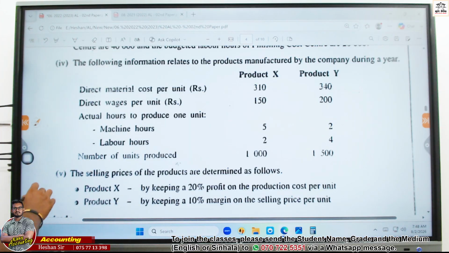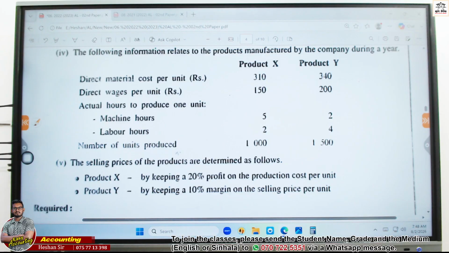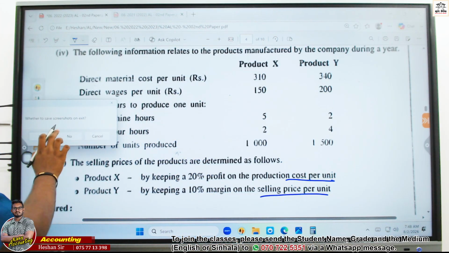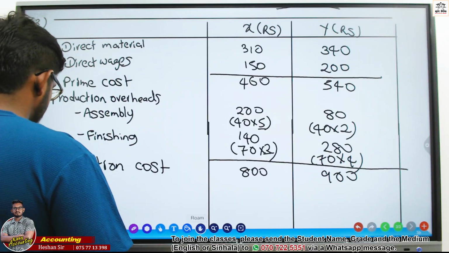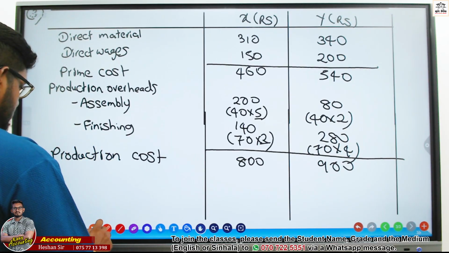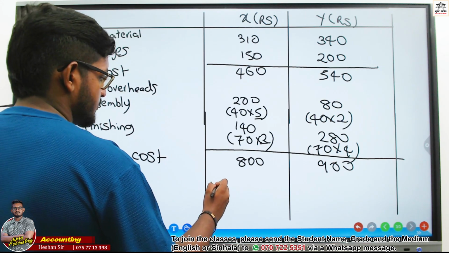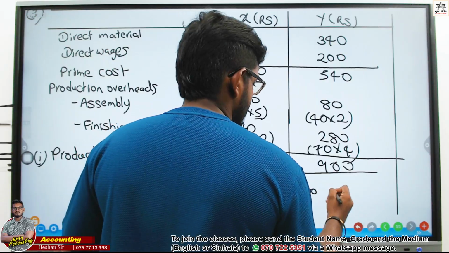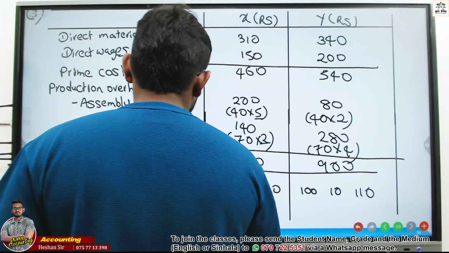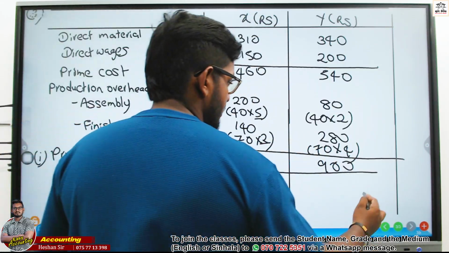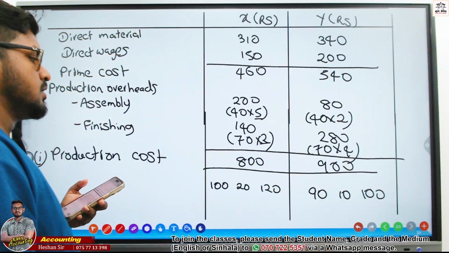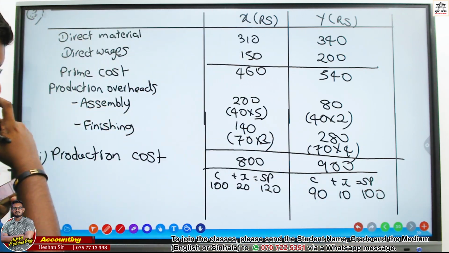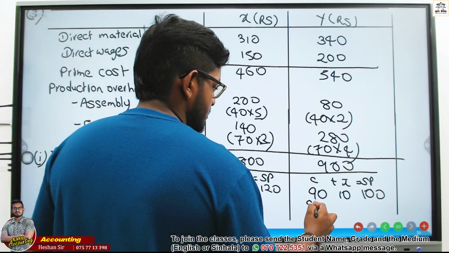Then next they are asking what the selling price is. Keeping 25 profit on the cost per unit, selling price per unit 110. So you can see 100 plus 20 is 120. Then 100 plus 10 is 110. Sorry, here it's different, right? Keeping profit on the selling price, so we take 100 to here. Cost plus profit equals the selling price, right? Then you can see here cost is 800. Here cost is 900.